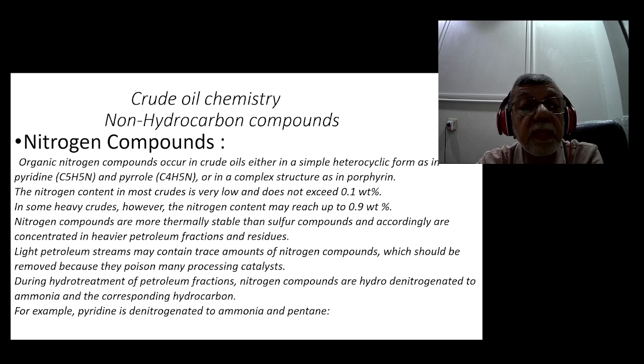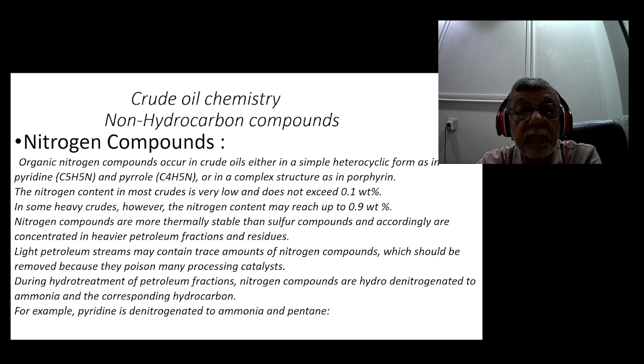About nitrogen: organic nitrogen compounds occur in crude oil either in simple heterocyclic form, as in pyridine C5H5N and pyrrole C4H5N, or in complex structures such as porphyrin. The nitrogen content in most crude oil is very low and does not exceed 0.1 weight percent. In some heavy crude, however, the nitrogen content may reach up to 0.9 weight percent. Nitrogen compounds are more thermally stable than sulfur compounds and accordingly are concentrated in heavier petroleum fractions and residue.